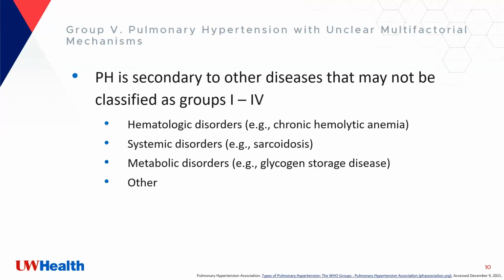And then final group 5 is where pulmonary hypertension is secondary to other diseases that couldn't be classified in the previous 4 groups. Some examples include hematologic disorder, systemic disorder, metabolic, and many other disorders.